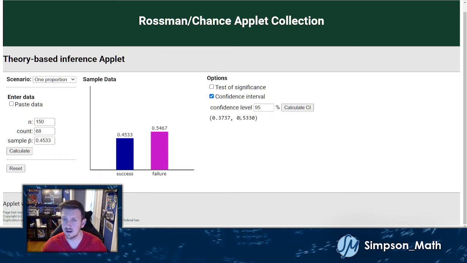Nice, quick, easy. You don't need to do a lot of the calculations. Now, notice this applet is not giving me a Z star. Maybe if your instructor or teacher is asking for a Z star, that's missing, and that's something you would need to know. If you needed to find the margin of error, they give you the endpoints, and you know the middle number right here because you put it in, this 0.4533. I could just subtract the big number minus 0.4533, or 0.4533 minus this 0.3737. So either way, you could find the margin of error that way if you wanted to work backwards.